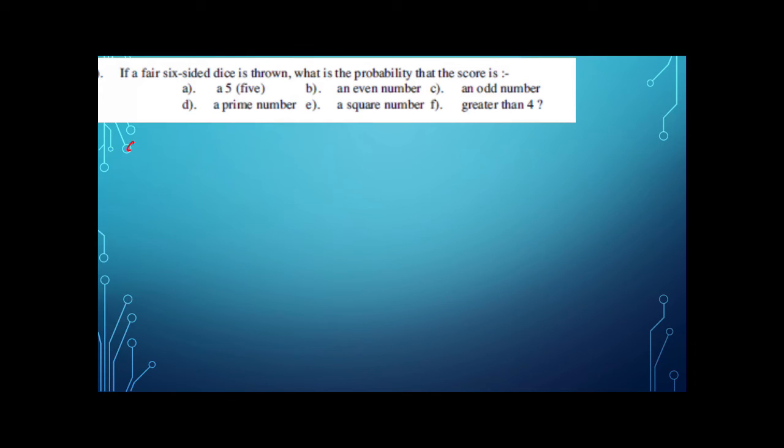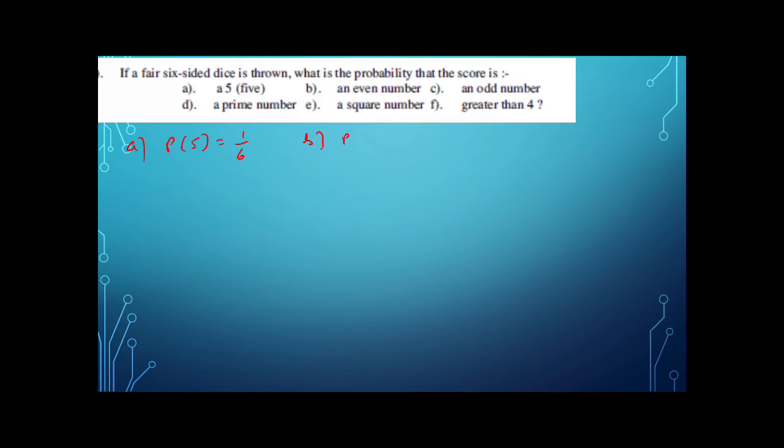Okay. We're throwing a fair six-sided dice now. A fair six-sided dice has 6 faces, and because it's fair, each face is equally likely to be face up. Okay, so probability of 5. There is only 1 five out of 6 faces, so the probability of getting a 5 is 1/6.